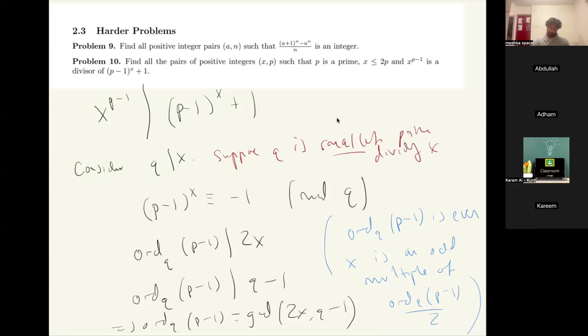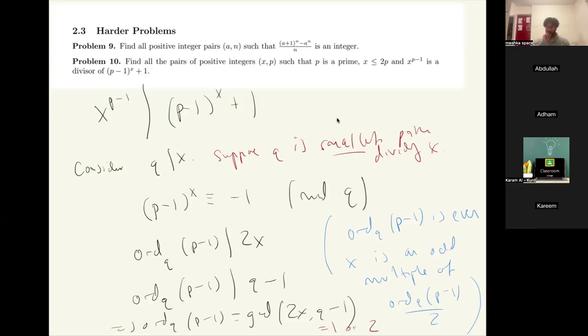Since it's the smallest prime dividing x, we can look at these numbers 2x and q minus 1. So q minus 1 is a number that's a product of primes less than q. And 2x, well, I don't know about the 2, but I know about the x part. By assumption, the x part only has prime factors more than or equal to q. So the GCD here is either 1 or 2. We'll decide which one soon, but it equals 1 or 2.